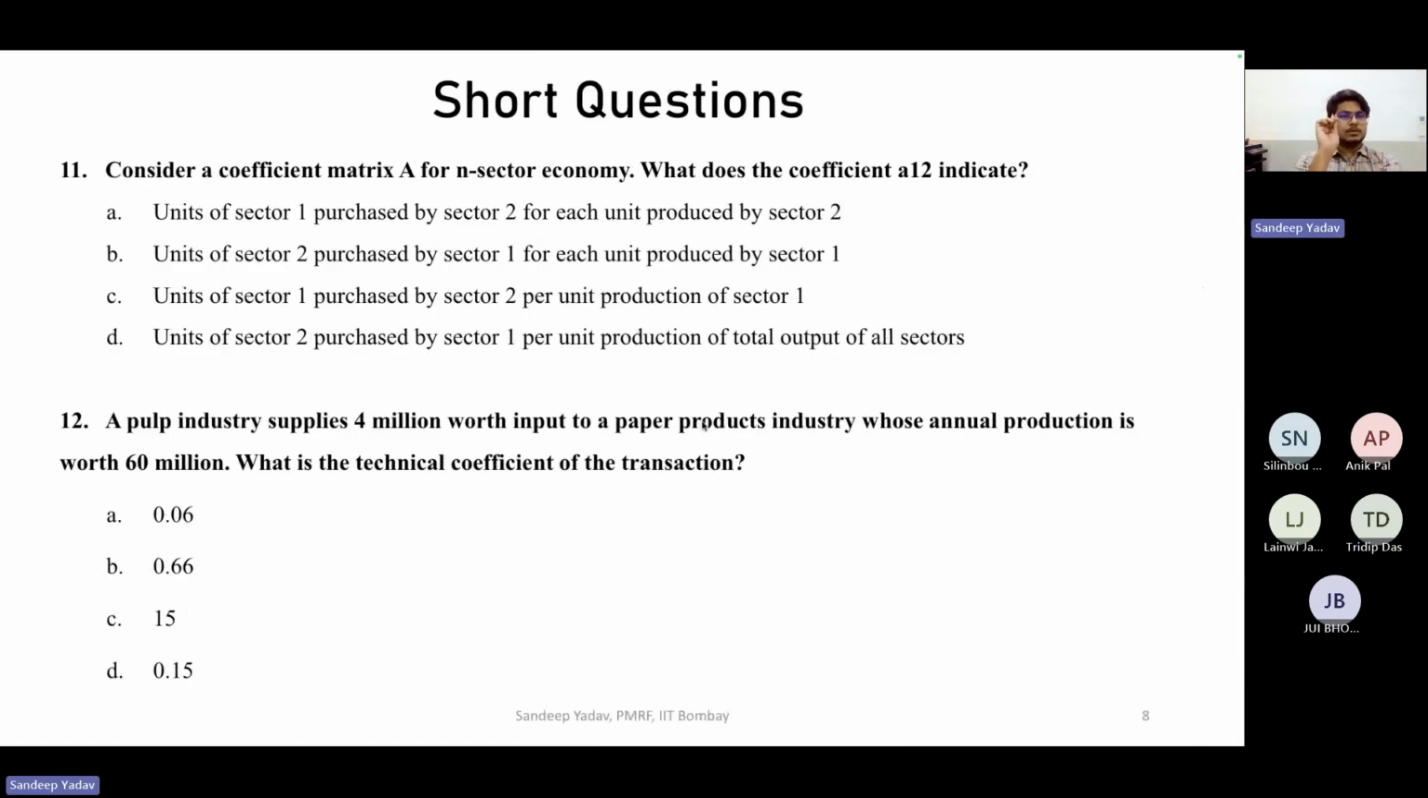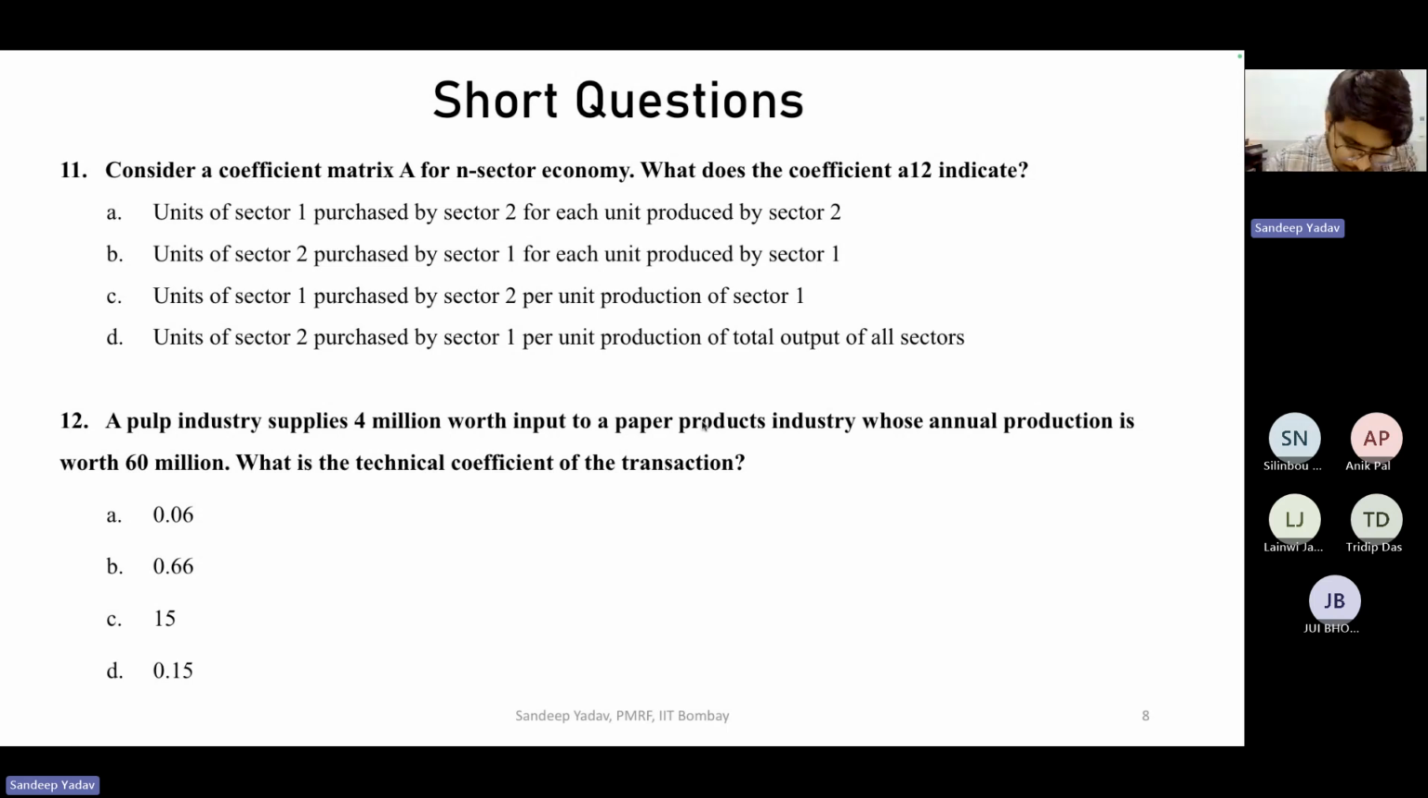Okay. Now moving to question number 11. Consider coefficient matrix A for an n sector economy. What does the coefficient A12 indicate? A unit of sector 1 purchased by sector 2 for each unit produced by sector 2. A unit of sector 2 purchased by sector 1 for each unit produced by sector 1. A unit of sector 1 purchased by sector 2 per unit of production of sector 1, or a unit of sector 2 purchased by sector 1 per unit production of total output of all sectors.